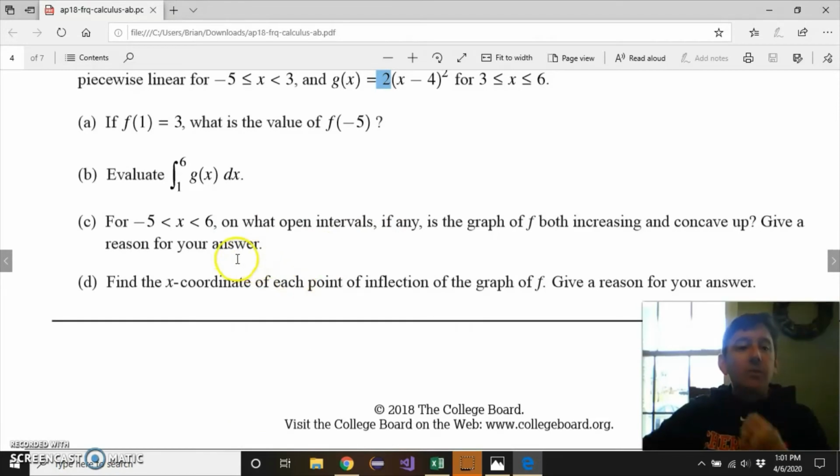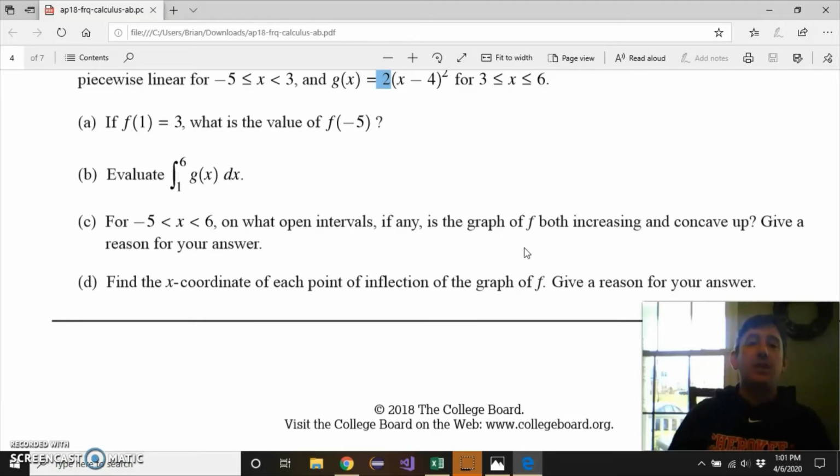Alright, so from -5 to 6, on what open intervals is f increasing and concave up? And give a reason. Well, if you want to know where a function is increasing, you want to figure out where its derivative is positive. If the derivative is positive, the function's going up. If you want it to be concave up, you're looking at the second derivative. If the second derivative is positive, the function is concave up. So that's what we're looking for, a combination of f prime being positive and f double prime being positive.